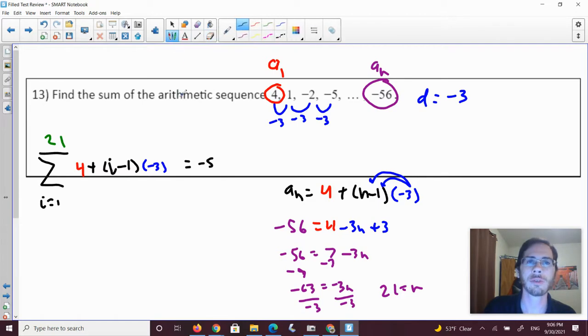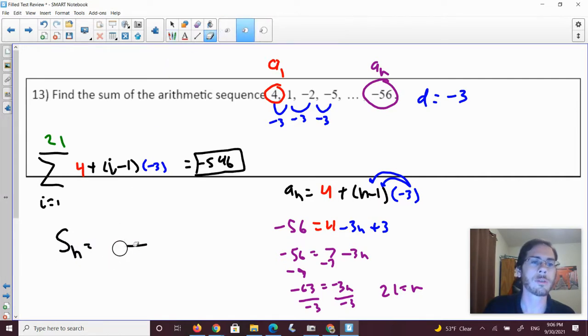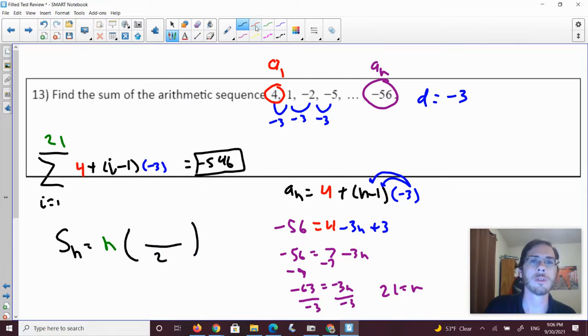And so that's kind of it. If you don't trust our friend, you don't have to trust sigma. There is another way that we could do it. Remember, we have the sum formula. We have S sub n equals n times parentheses, we're going to divide by 2, A sub 1 plus A sub n.